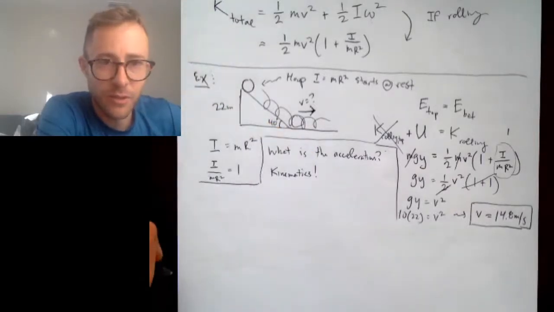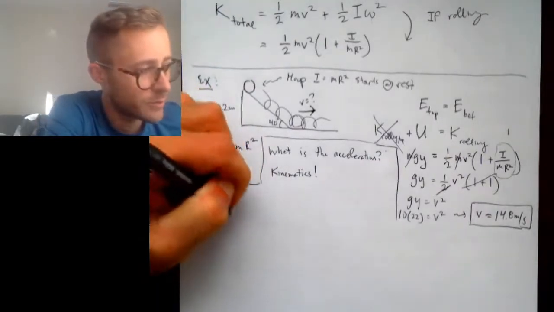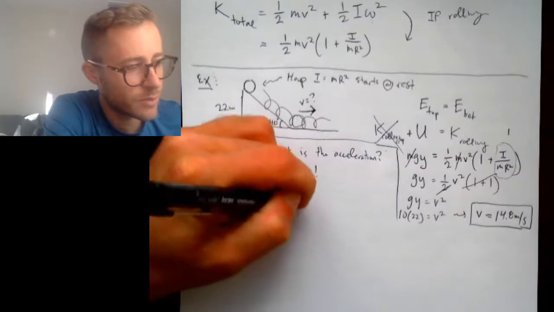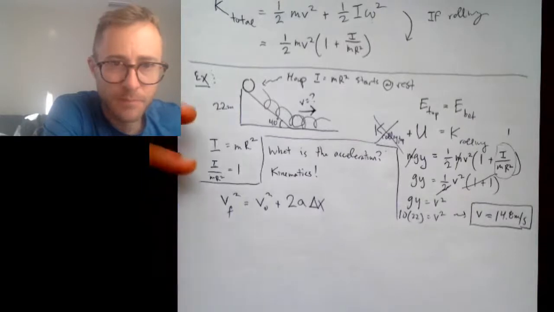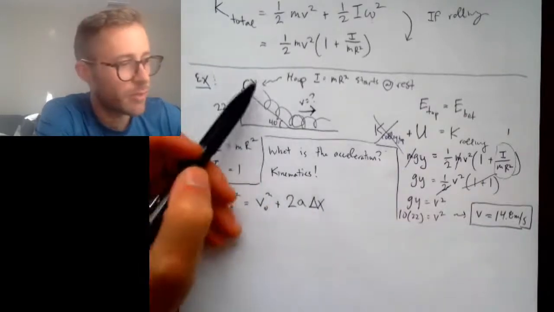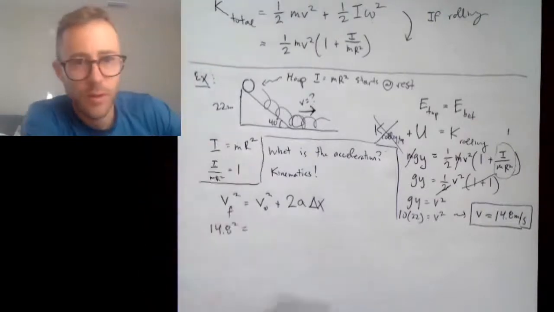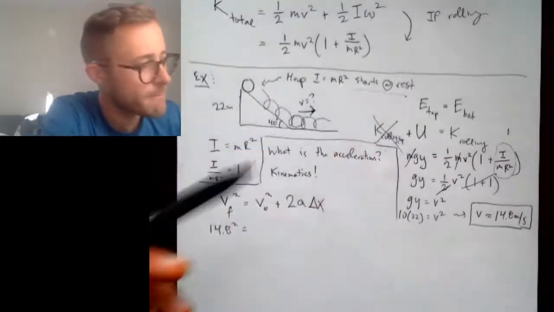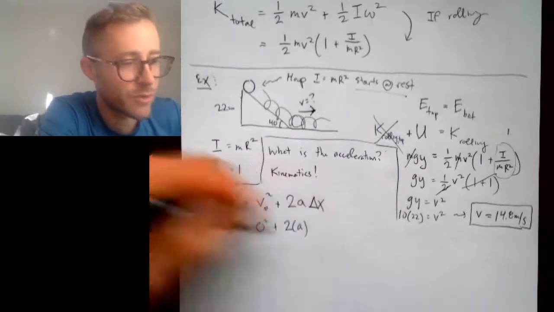All right, and in particular, there's a nice kinematic equation, which was v final squared equals v initial squared plus 2 times the acceleration times the displacement. Okay, we know that v final is 14.8 because that's at the bottom of the hill. So we have 14.8 squared. We know that v initial is 0 because it starts at rest. So plus 2 times the acceleration, which we're trying to solve for.